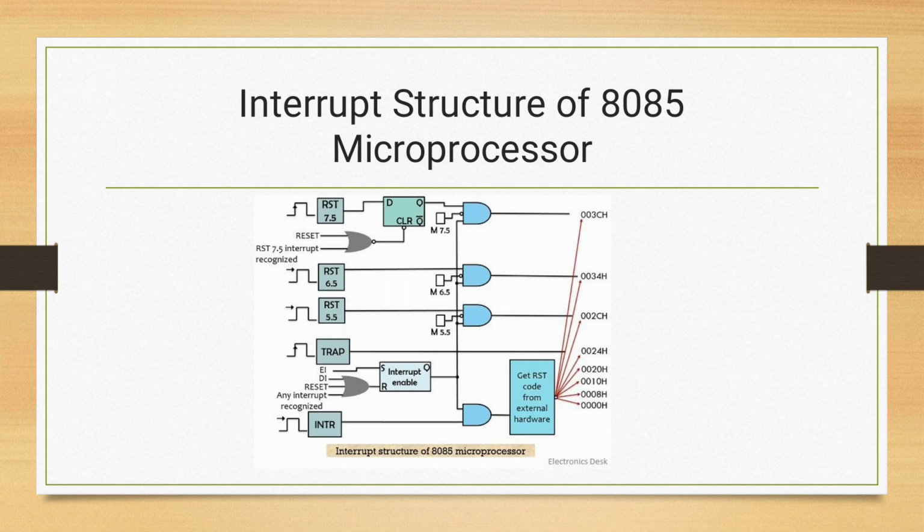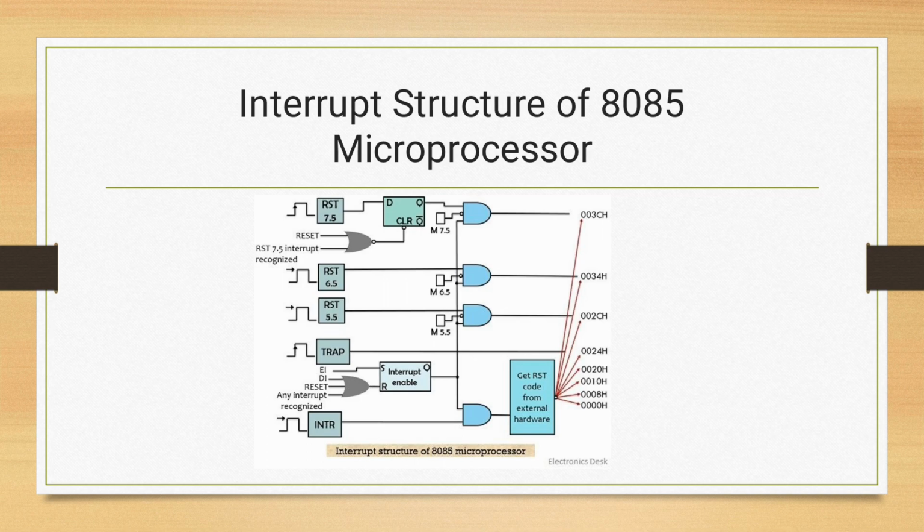As you can see from the sensitivity level, TRAP is sensitive to both levels. If there is a low to high transition, TRAP will be activated. TRAP is sensitive to both high level and low to high transitions. So TRAP is non-maskable and always has the highest priority. The other interrupts also depicted here are RST7.5, RST6.5, RST5.5 and INTR.